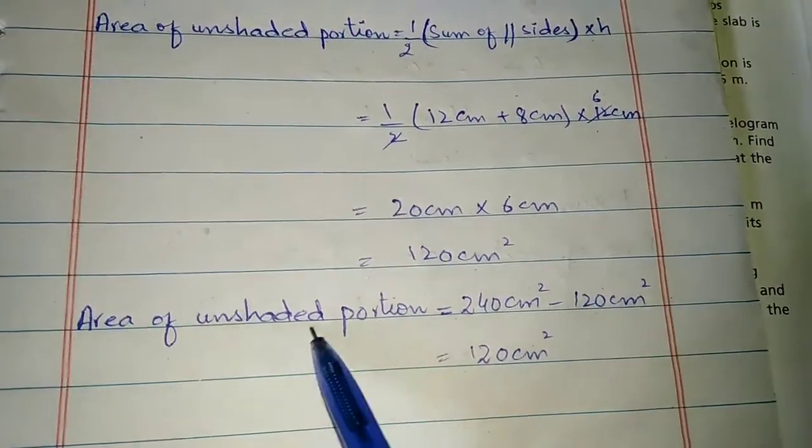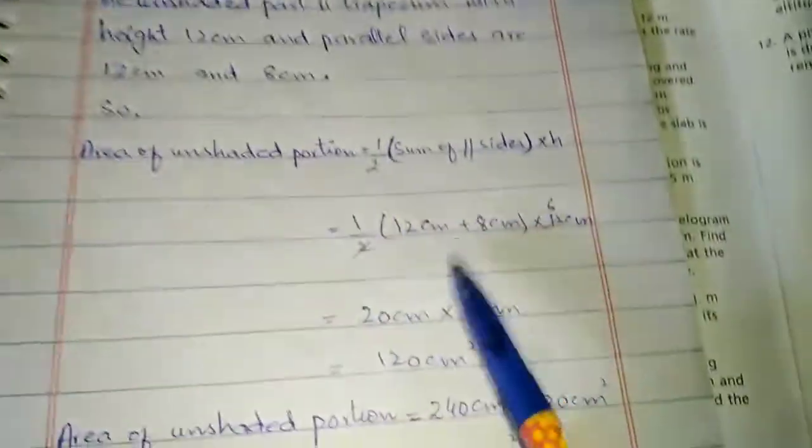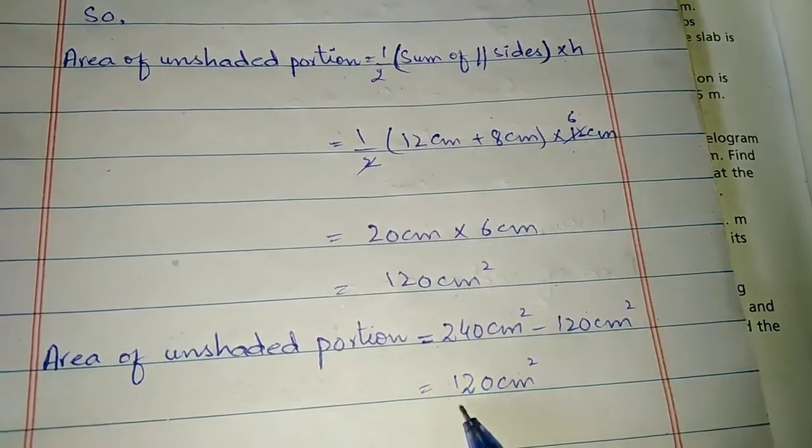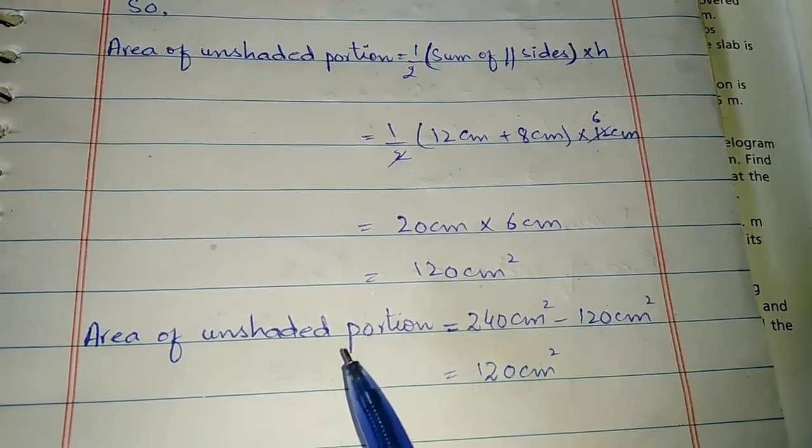Now we have to find the area of the shaded portion. We have to subtract these two areas. 240 centimeter square minus 120 centimeter square is equal to 120 centimeter square, which is the area of the shaded portion.